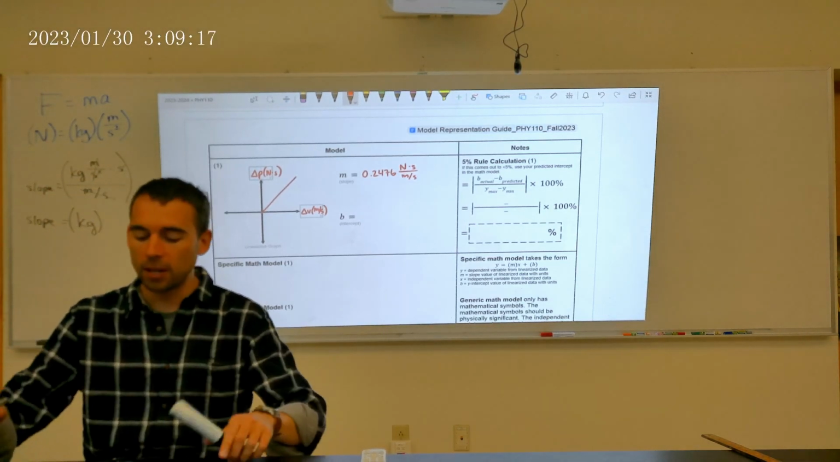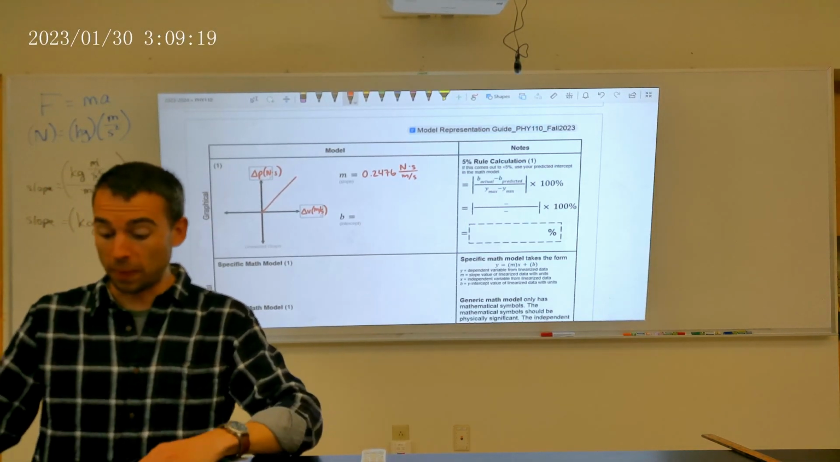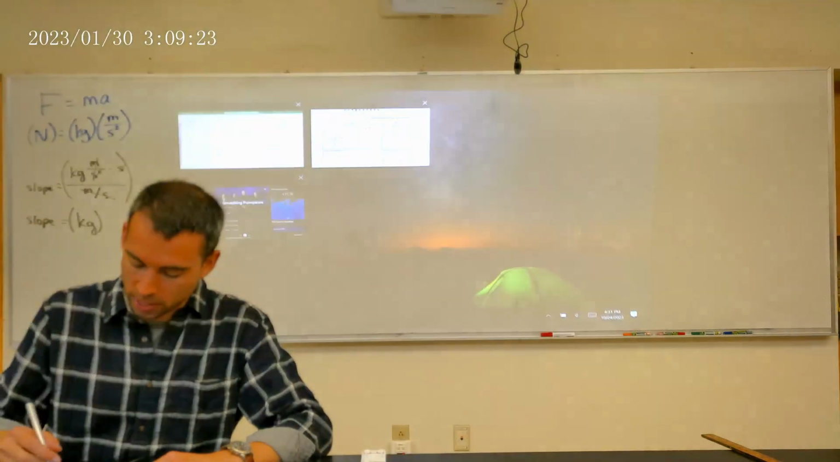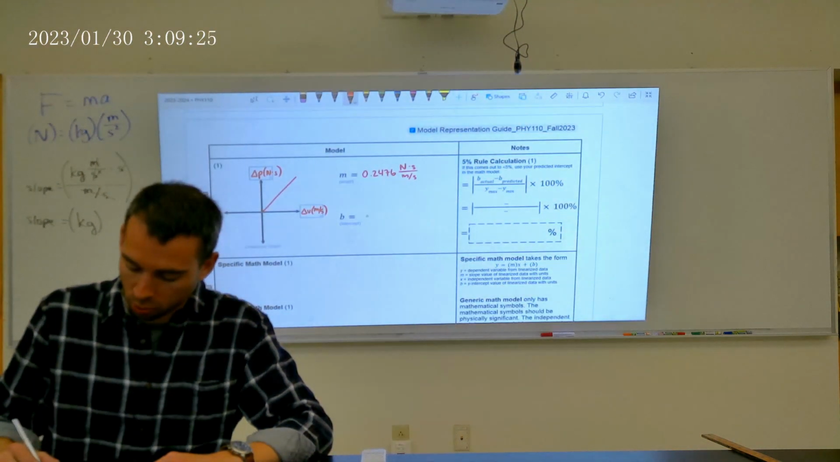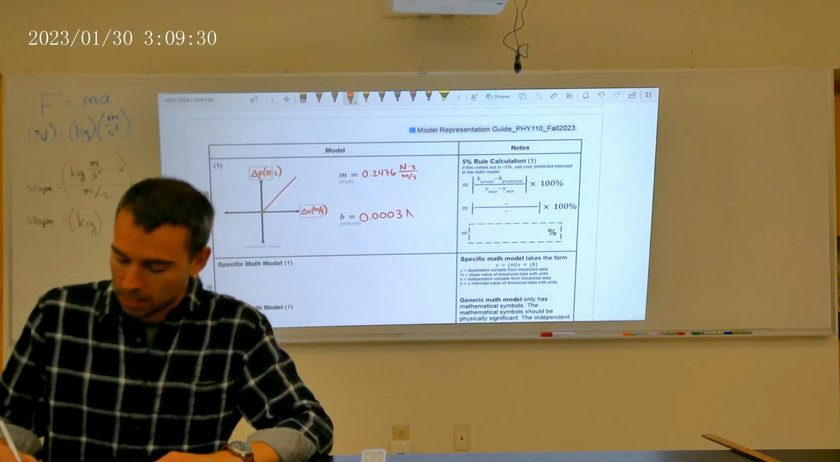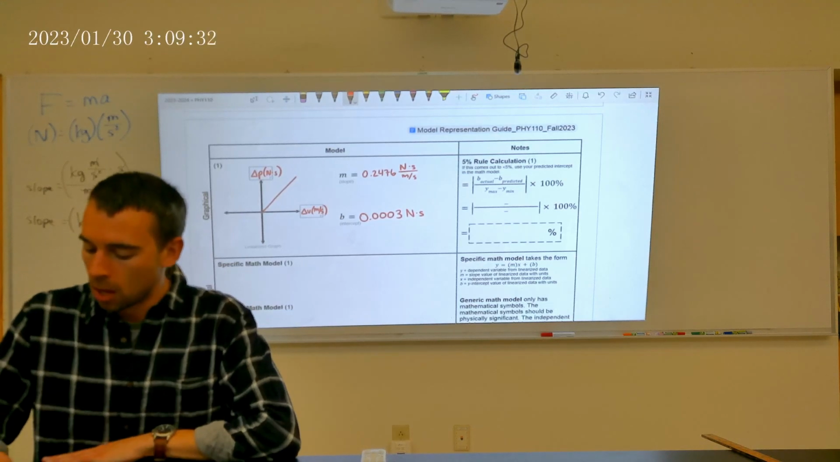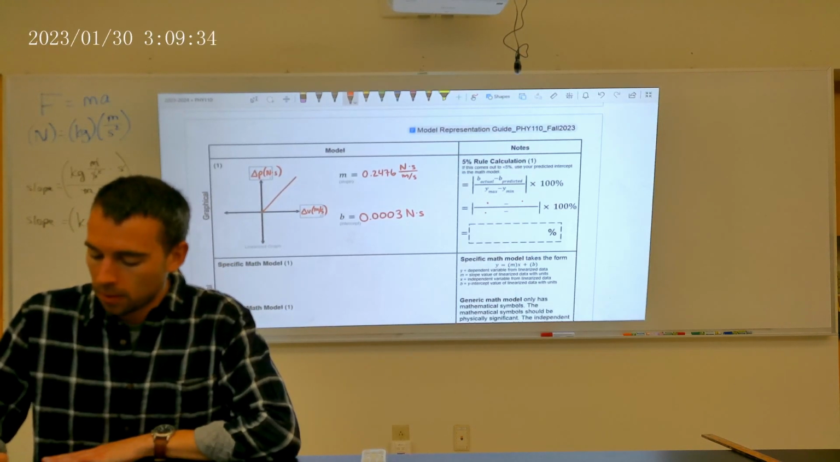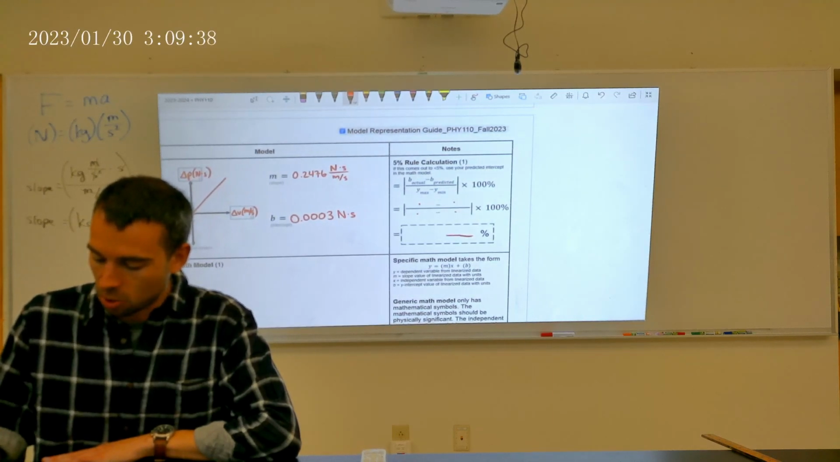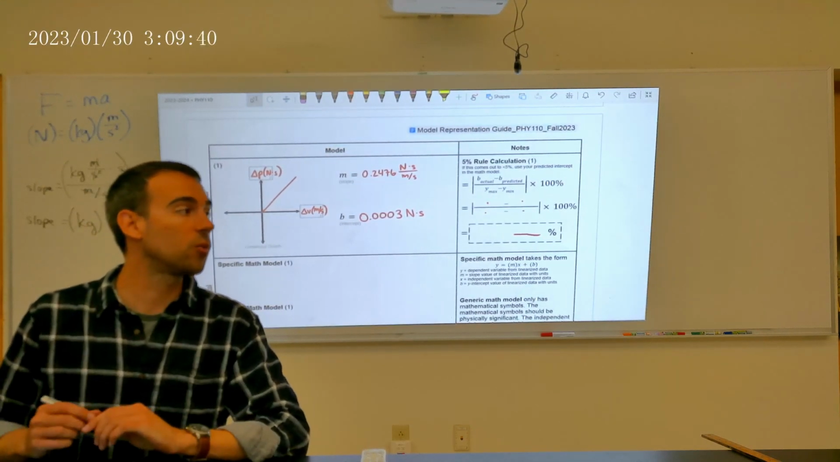That should already be a bit of a giveaway about what the slope is related to, but I'm just going to continue on. My intercept is 0.0003, and the units should be newtons times seconds. You should include a number here from your data table for all of those, and you should have your percent calculated for the 5% rule.